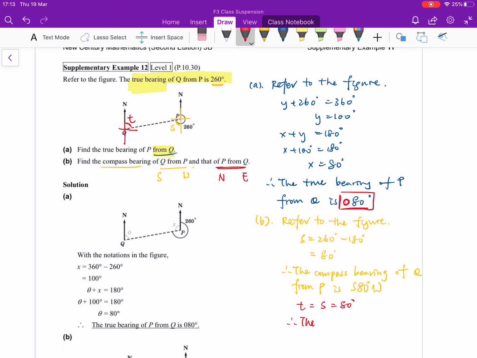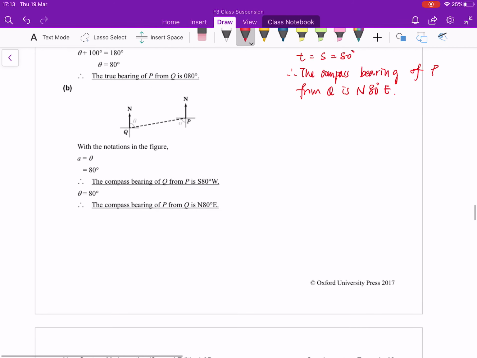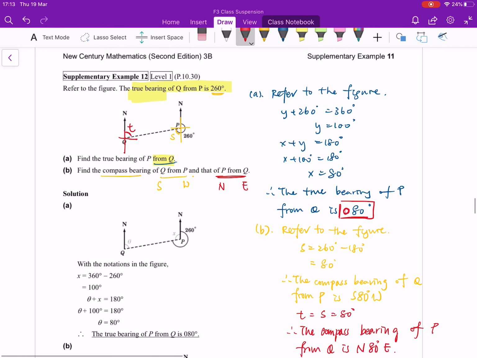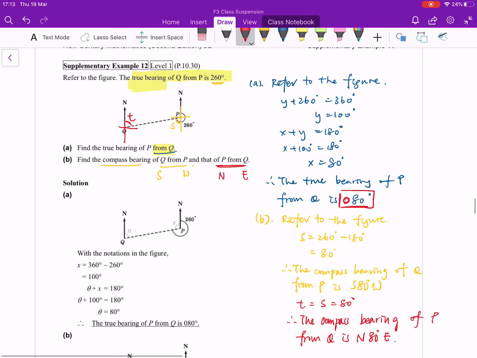Therefore, the compass bearing, the angle is the same, but yeah, the direction is a bit different, of P from Q is N 80° E. Okay, N 80° E. So this is the end of this video for your level 1 questions, and you will have some exercise on your self-assessment booklet.